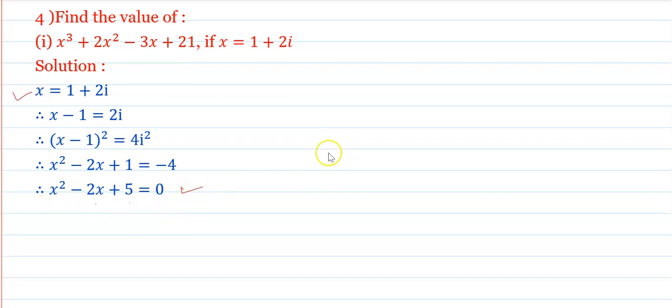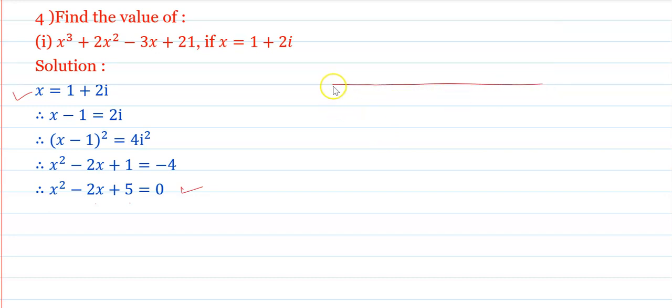Now see here, x square minus 2x plus 5. We will divide the given polynomial by this, and whatever remainder we get, that will be the value of that given polynomial. Now see this here, the division.